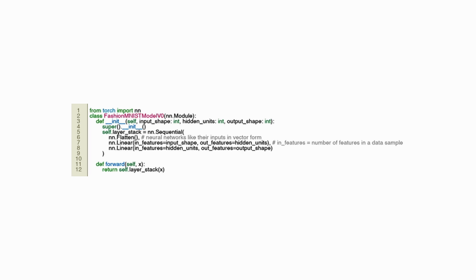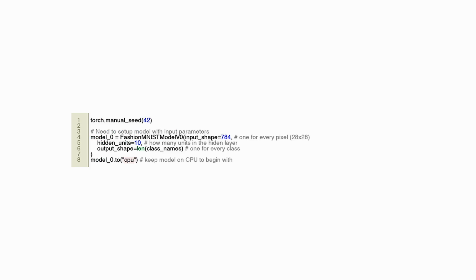The first line of code sets the random seed to 42, which ensures that the same set of random numbers are generated every time the code is run. The next line of code creates a model called Fashion MNIST Model V0 with an input shape of 784, which represents the number of pixels in the image, 28 by 28. It also specifies a hidden units parameter of 10, which determines the number of units in the hidden layer.